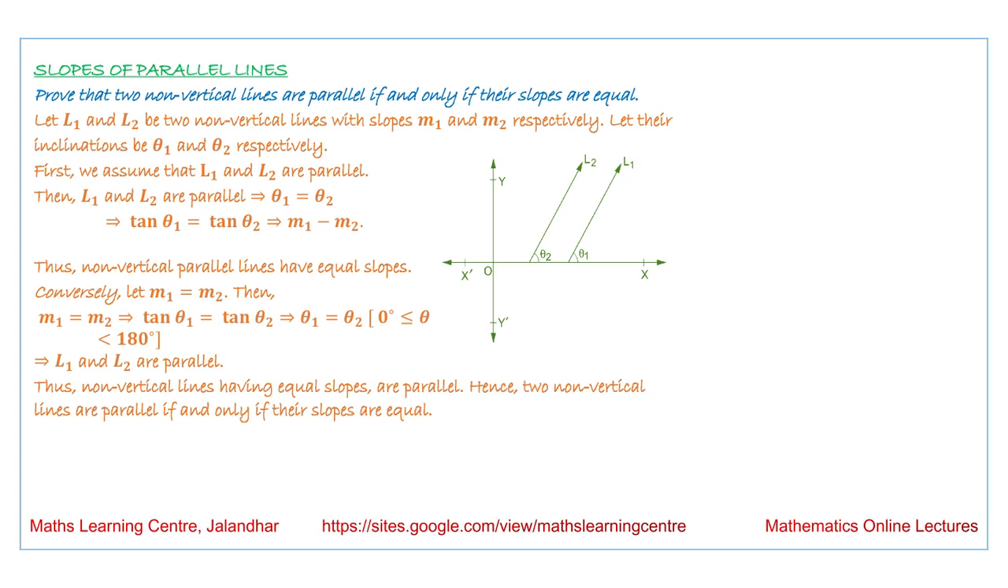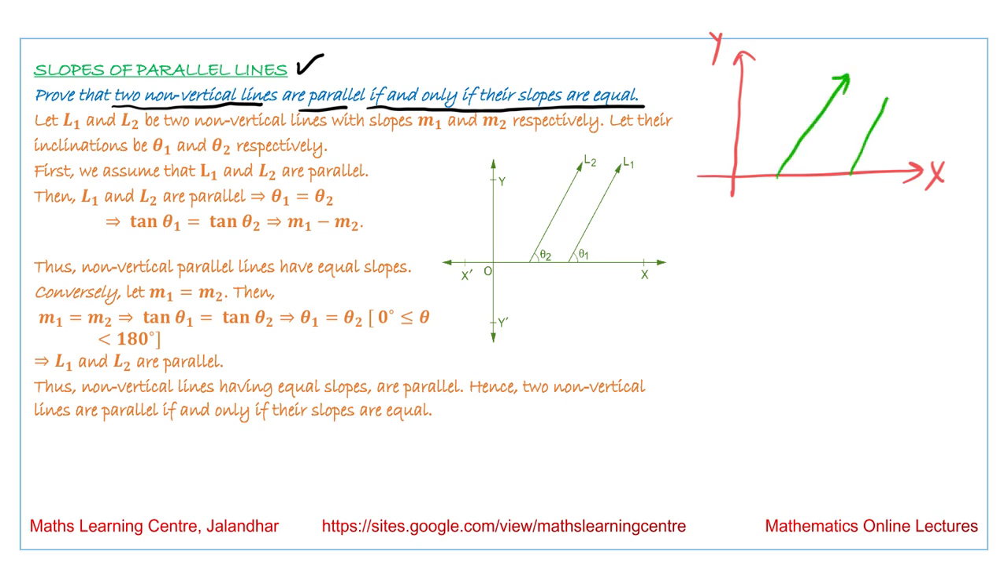Next we have slopes of parallel lines. So we are saying that two non-vertical lines are parallel if and only if their slopes are equal. So these are the two lines we are talking about. This is our x-axis, this is y-axis, and these are the two lines. This is one line, this is another line. This is line L1, this is L2. This makes an angle of theta 1 and this makes an angle of theta 2 with the x-axis. This is the point O that we have.